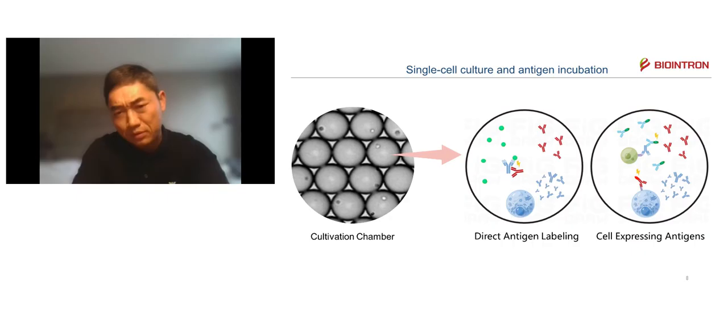detect the secreted antibody with directed antigen labeling. This antigen is shown as the green dot. As you can see, the antibody is recognized by its target antigen, shown as the gray dot, and then a secondary antibody, in blue, will recognize the Fc part. After this tri-complex is formed, the signal will appear. Then we will scan and detect the signal.